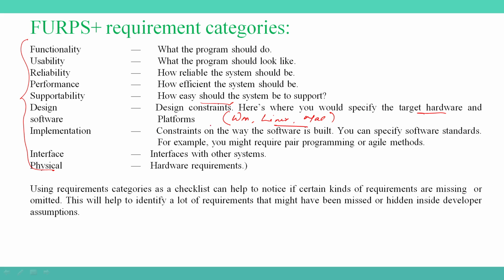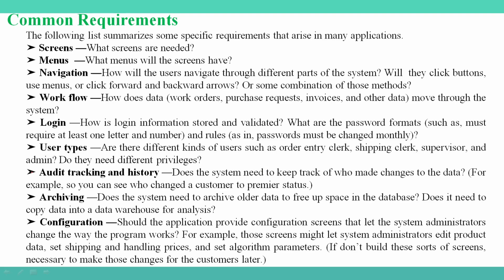Then implementation constraints on the software, the way the software is built, like different types of quality implementation. Then interface, for example, like EDI. Then the physical hardware requirements. So these are the FURPS plus categories.